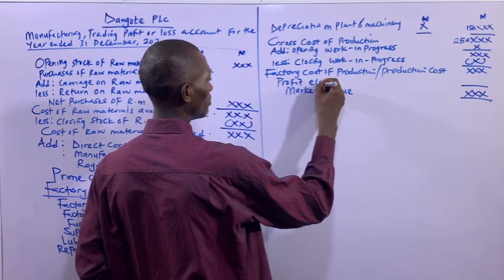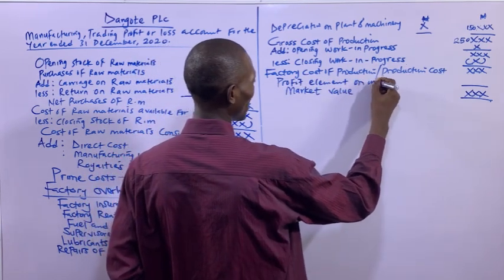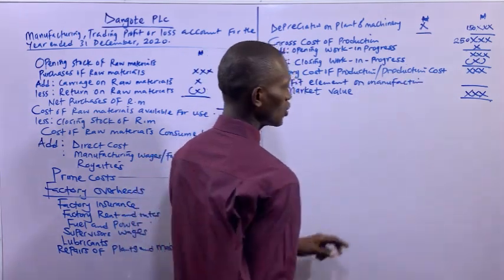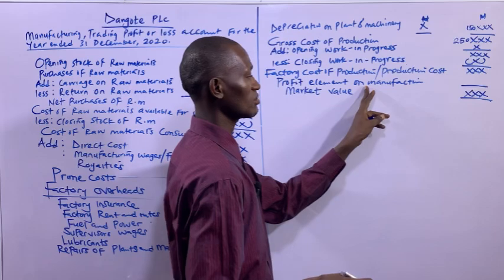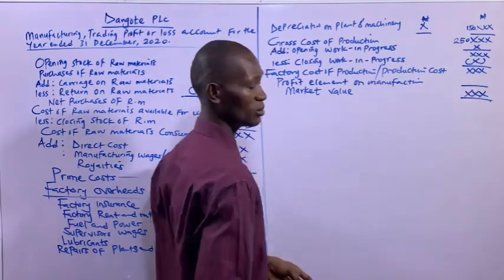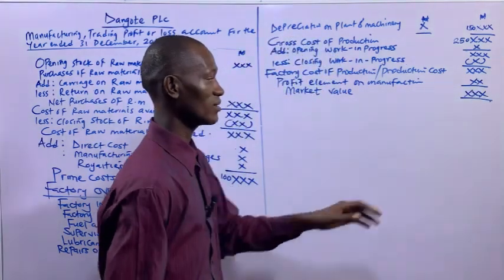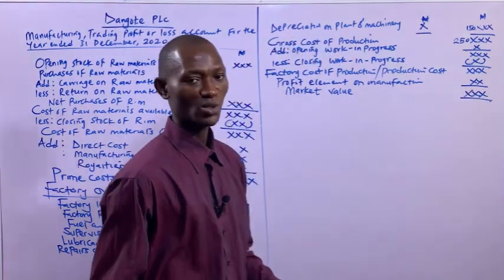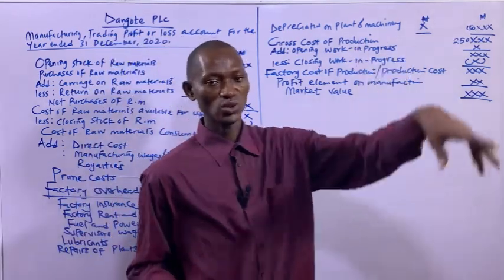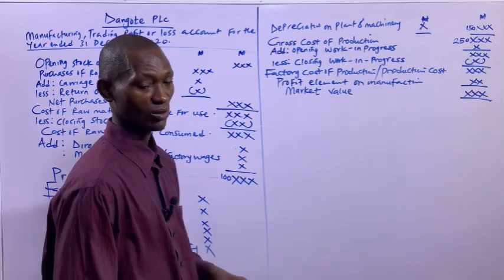The profit element of manufacturing basically. For you to have a profit element here, it means your market value is greater than your cost of production. And you could also have a loss. That means when the market value is lesser than the cost of production. So this profit element will be taken to the profit and loss account to be added to your gross profit.